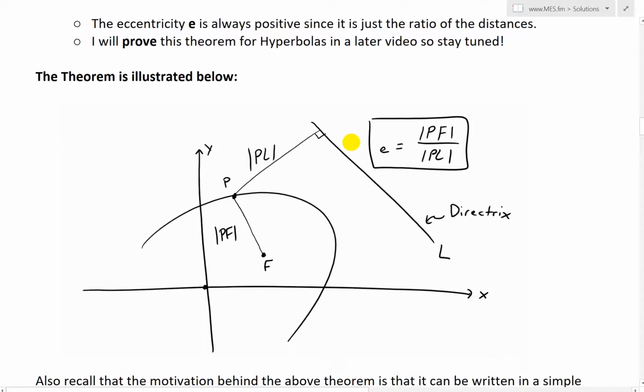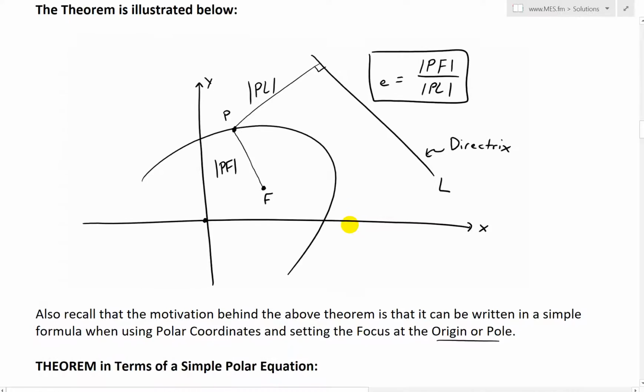And here's an illustration again as a recap. So it looks something like this. Here's how the definition looks. There's the set of all points on this curve like that, and then there's the directrix across there, the fixed line L. There is the focus F. So the distance from the focus to a point on the curve is PF, and PL is the distance from P to the directrix L.